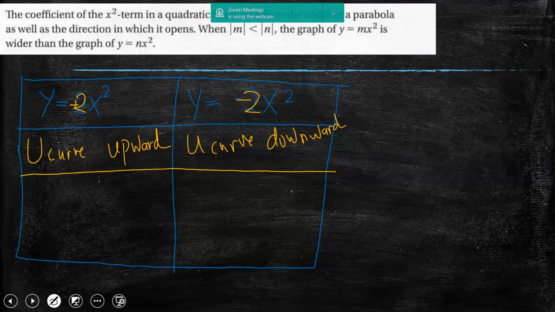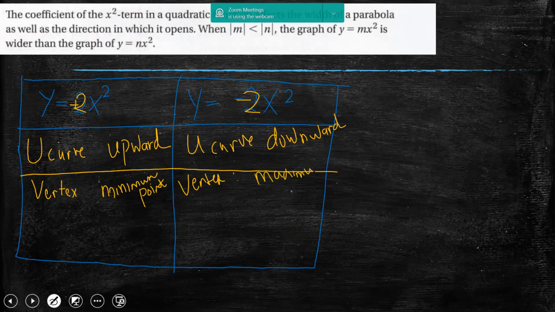Now, let's talk about the vertex. If the U-curve is upward, the vertex here will be the minimum point. But for the U-curve downward, the vertex here will be the maximum point. So if the curve is upward, the vertex will be the minimum point.